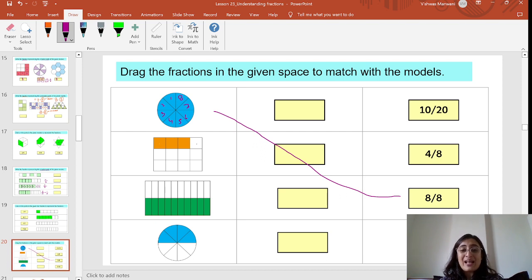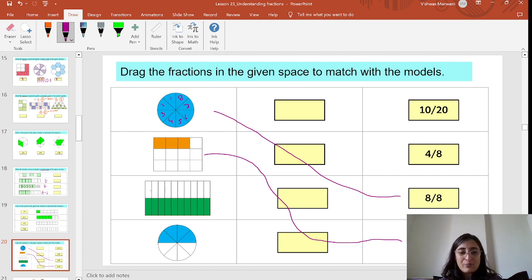My second figure has been divided into 12 parts, out of which 3 parts are shaded. So, which is the fraction representing this figure? Yes, absolutely right. It will be 3 by 12. Okay, let's look at the third figure.